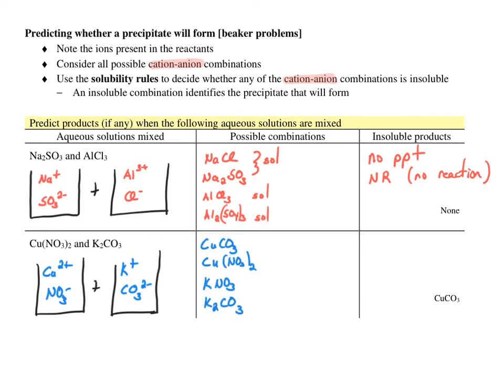Considering their solubility, we know these are soluble because they're 1A metal salts. We know the nitrate is soluble because all nitrates are soluble. Copper carbonate. Most carbonates are insoluble. The only exceptions are 1A metals and ammonium. Therefore, this is insoluble. The insoluble compound identifies the precipitate.